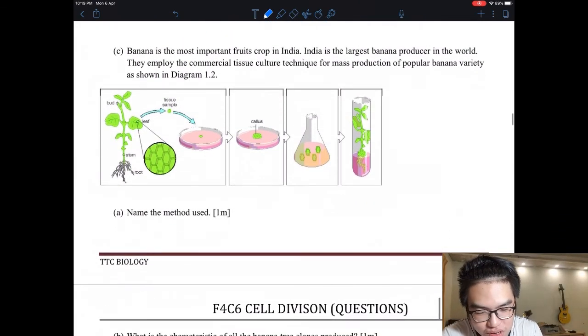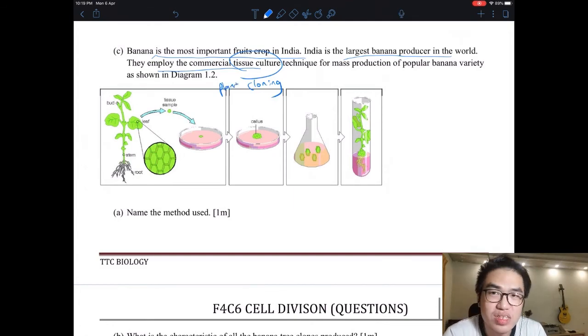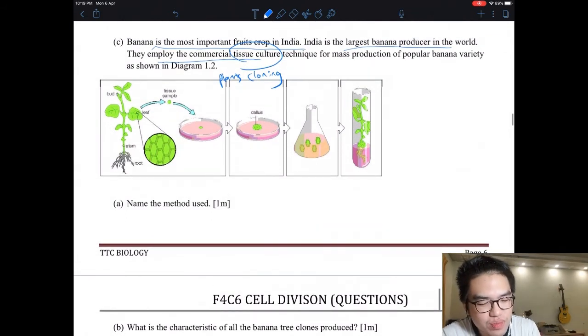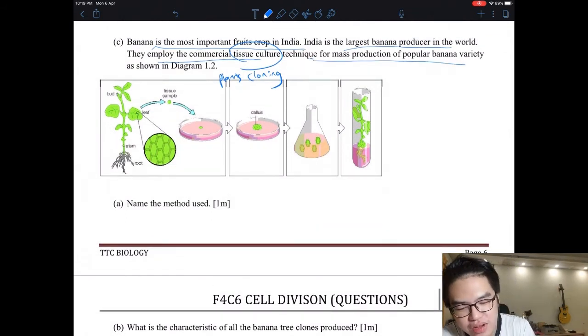Banana is the most important fruit crop in India, the largest banana producer in the world. They employ commercial tissue culture. What is tissue culture? Tissue culture is basically cloning for plants. We call it tissue culture. Basically the same concept. We take a piece of the tissue, we just photostat them out. The question says: technique for mass production of popular banana variety as shown.